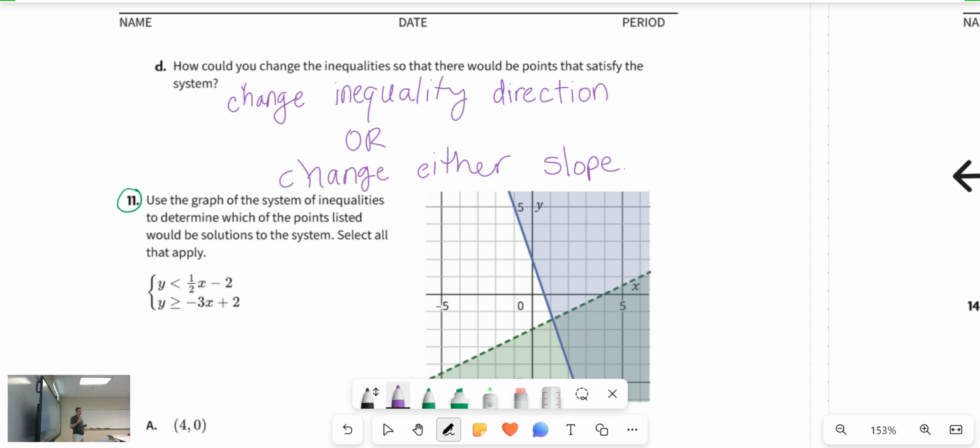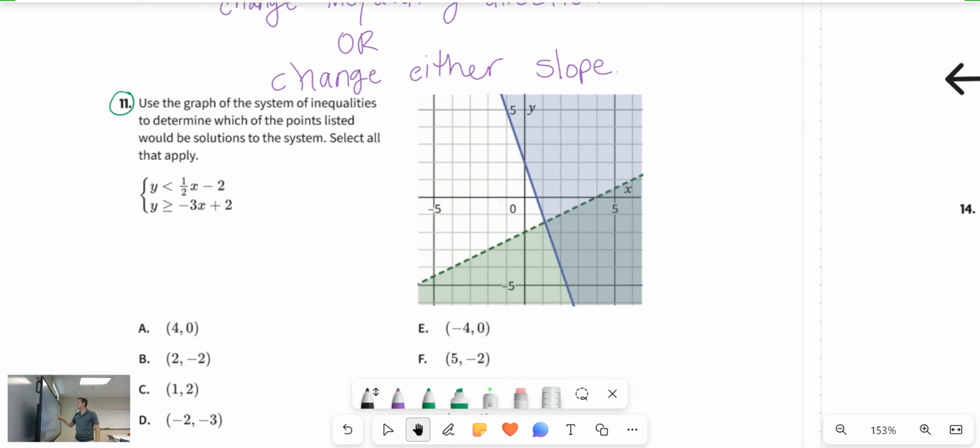There we go. Right, so if we either change the direction of one of the inequalities, if we change greater than to less than or less than to greater than, that'll have there be overlap, so that'll give solutions. Or if you change either slope, then at some point the two lines will intersect, which means at some point the regions will overlap. All right, and now we're on to number 11.